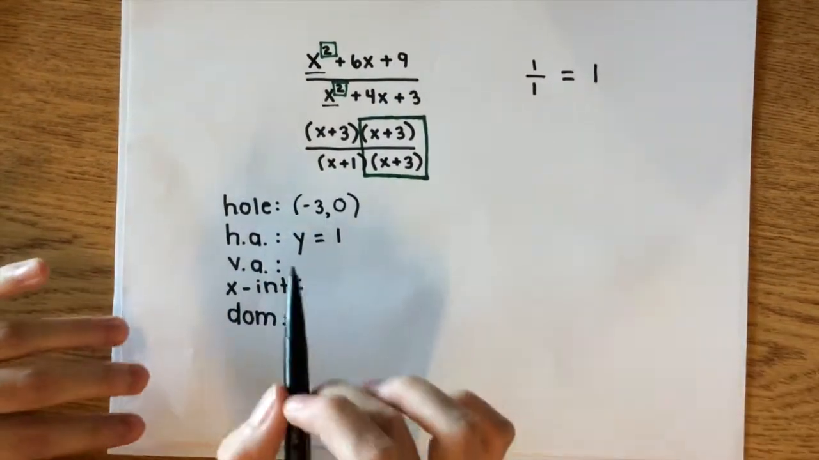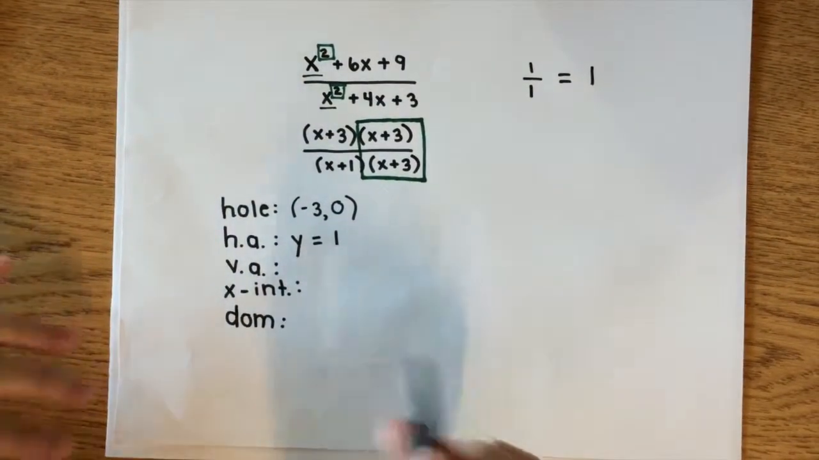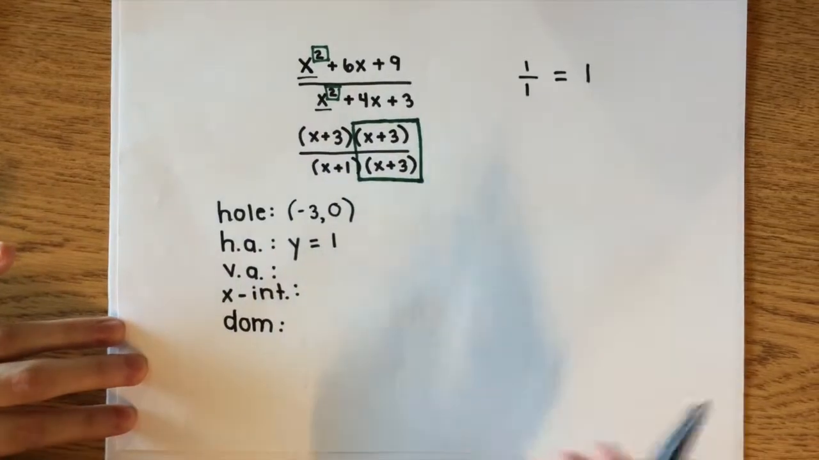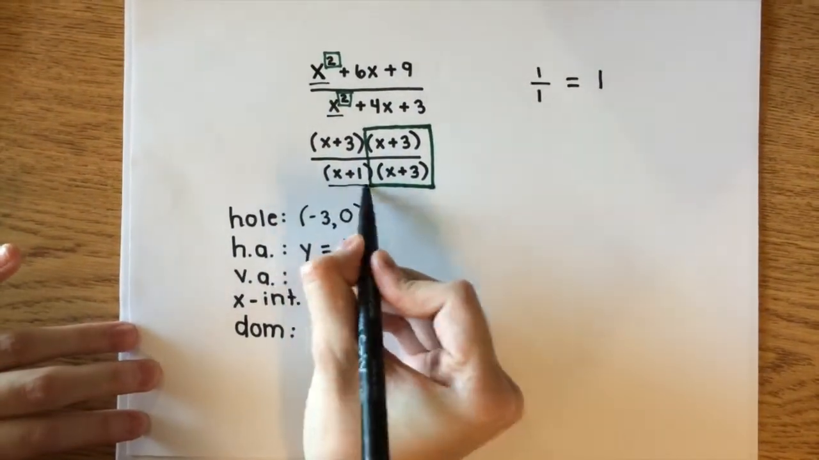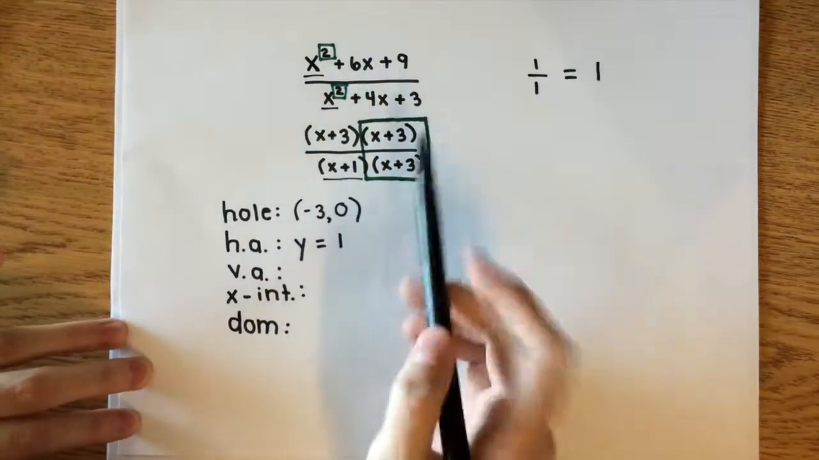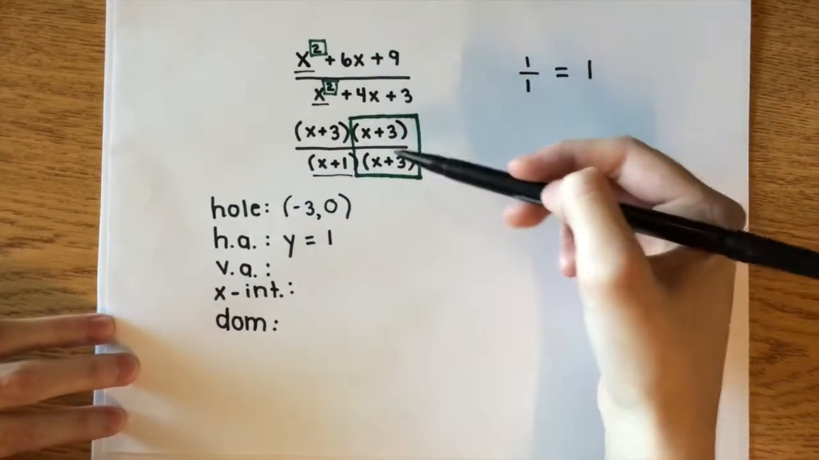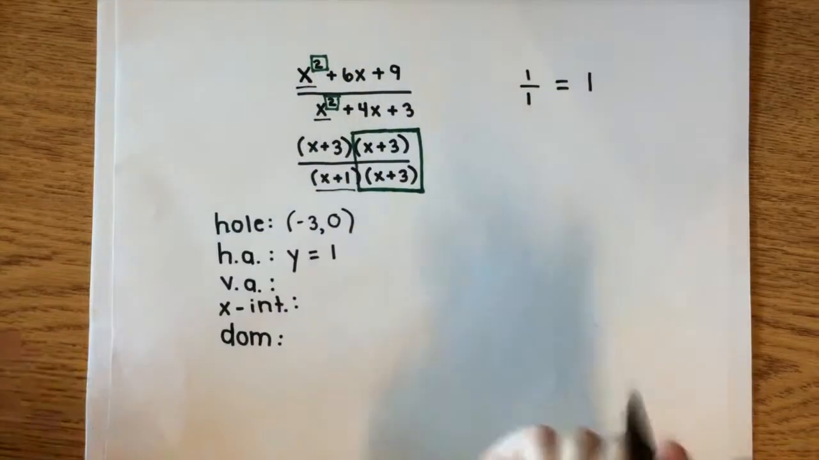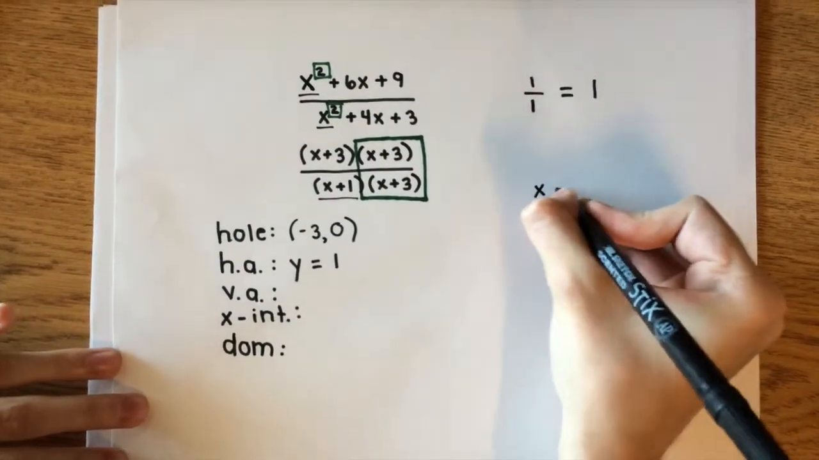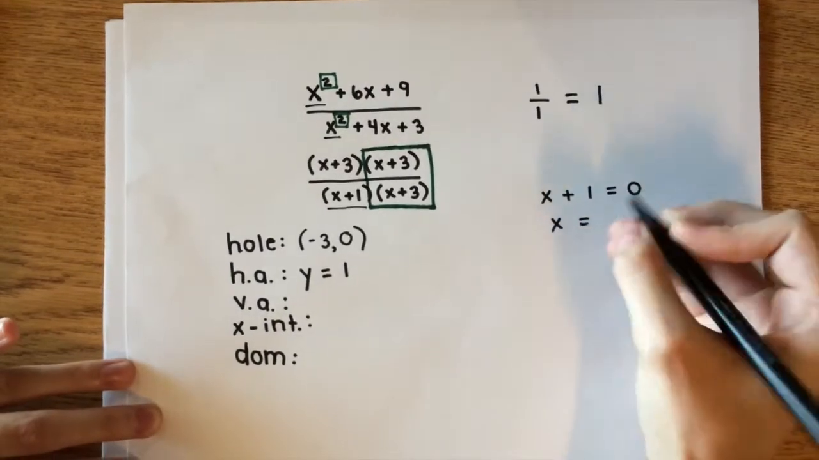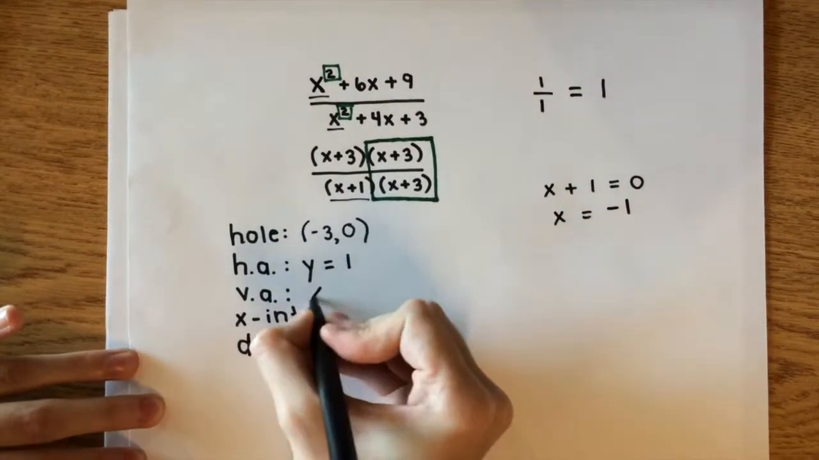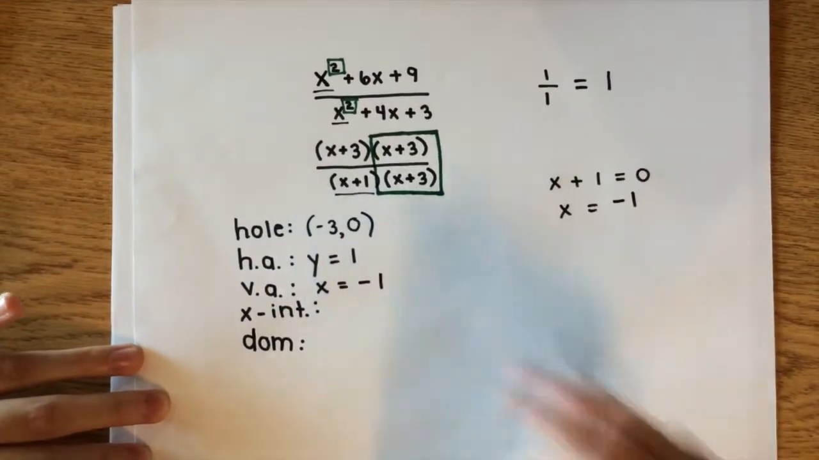Okay, now for the vertical asymptote. Remember, for the vertical asymptote, you use the denominator. But in this case, we have a hole here, so you only use this part. You don't use the x plus 3, which is already the hole. You only use what's outside of it. So just make it equal to 0 and solve for x, which is very simple, negative 1. So your vertical asymptote is x equals negative 1.